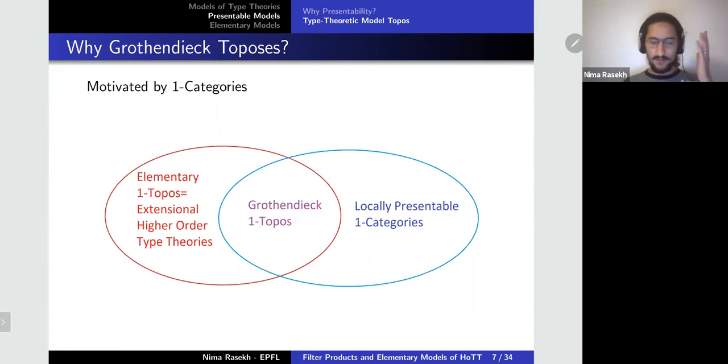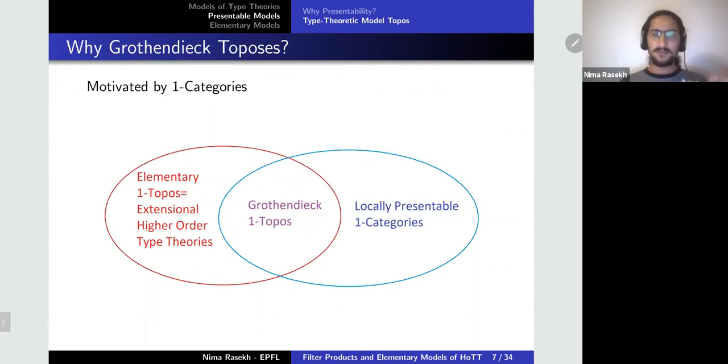It says toposes, in the one setting, i.e. in the extensional setting, where we don't have any identity types that fancy, correspond exactly to type theories. And if you restrict those exactly to the locally presentable ones, we recover what is known as a Grothendieck one topos. Usually people call it a Grothendieck topos, but because we want to distinguish between the one case and the infinity case, I will try to add the one in the right places. So a Grothendieck one topos is precisely the models of certain higher order type theories that are also locally presentable. And that's nice. That means they're models for type theories, which means we care about them.